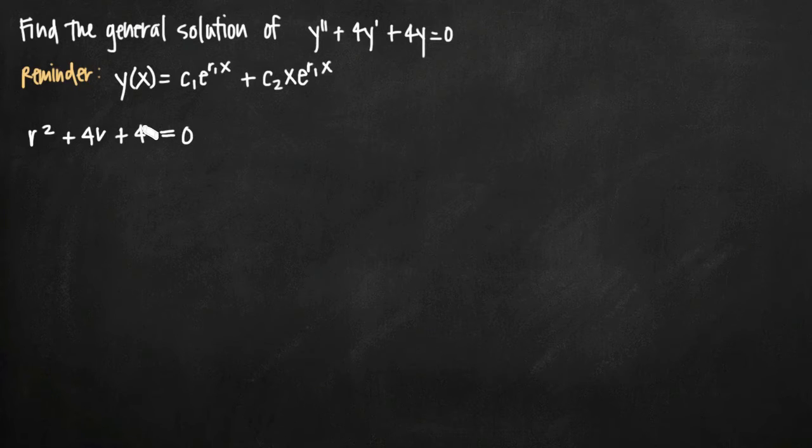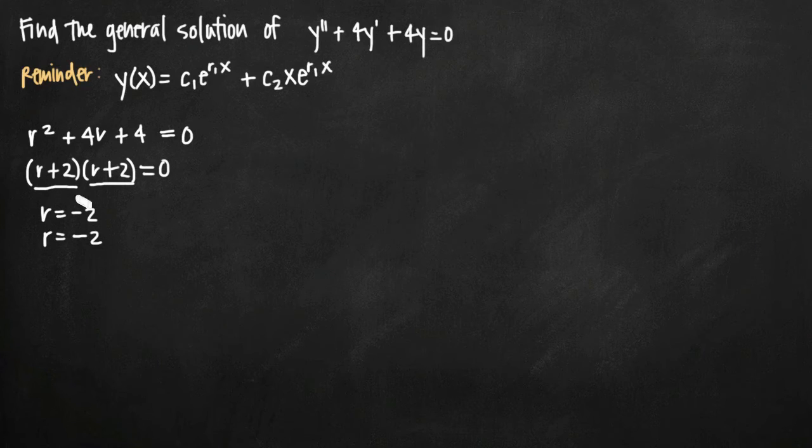Now that you've simplified the equation, your next task is going to be to factor the left-hand side. In our case, the factoring is pretty easy. We just get r plus 2 times r plus 2 on the left-hand side, and we set that equal to 0. Now here we need to set each factor individually equal to 0 and solve for r. If we set the first factor, r plus 2, equal to 0, we get r equals -2. If we set the second factor equal to 0 here, we get r plus 2 equals 0. We get r equals -2 again.